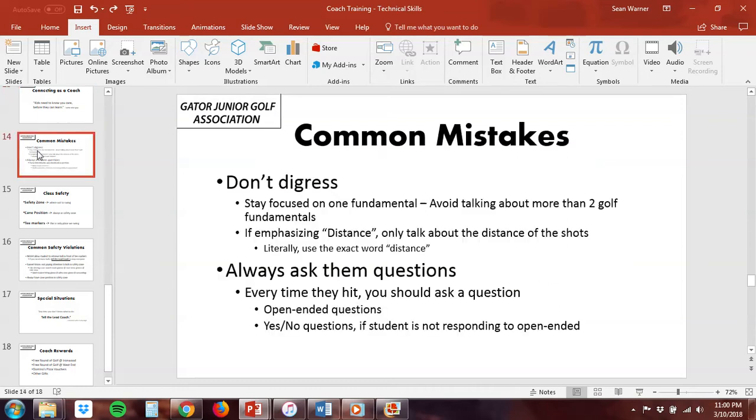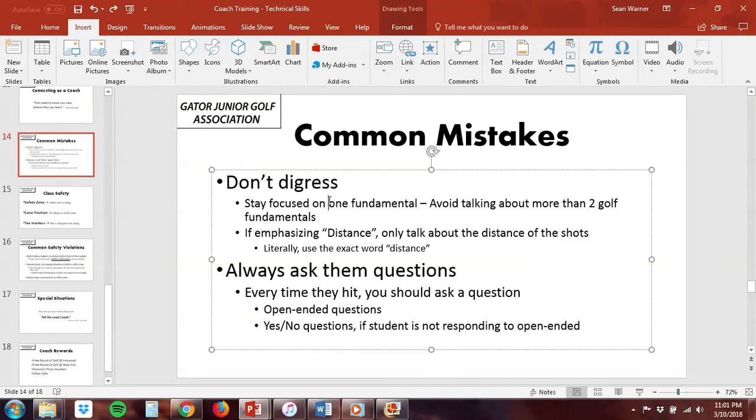All right. Okay. So some common mistakes that we see: talking about more than one fundamental. Don't try to work on swing plane or anything crazy with the kids. If the lead coach is telling you one thing, just work on that one thing. So if we're working on distance, don't worry about direction. All right, don't worry about direction. Focus on the same thing.